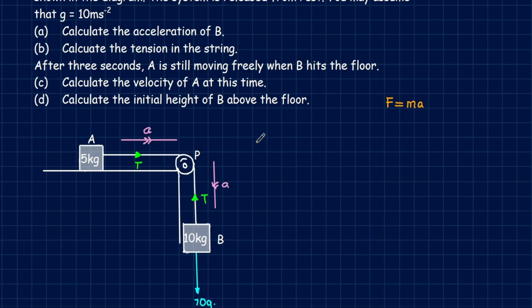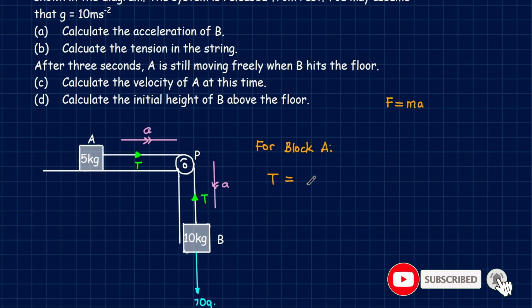So for block A, what we have to do is say the tension must be equivalent to, since there's no force in this direction, so the total force at this side of the pulley is the tension only here. So it must be equivalent to the mass, which is 5, times acceleration. Acceleration is what? a. So we can call this one here our equation number 1: T equals 5a.